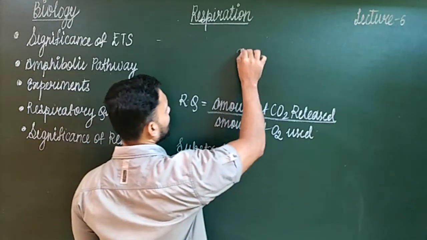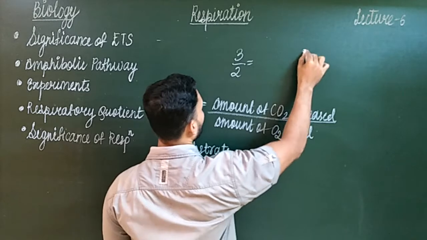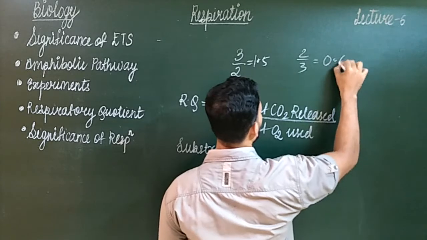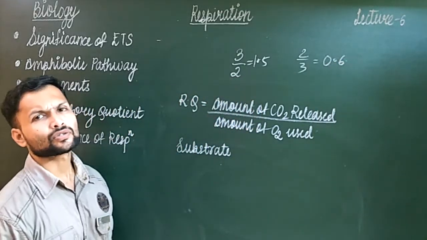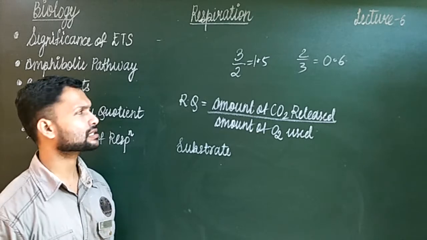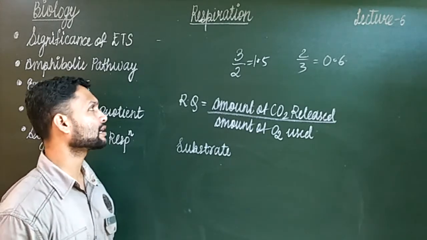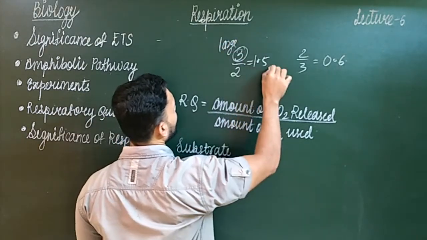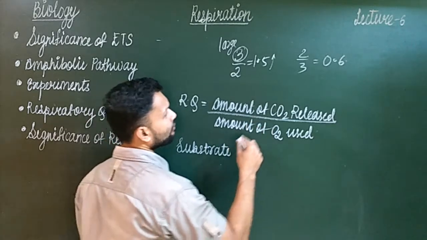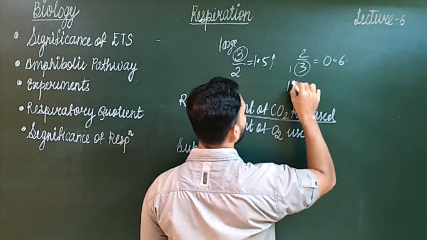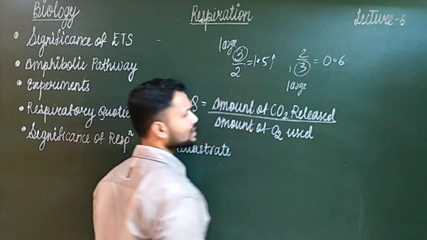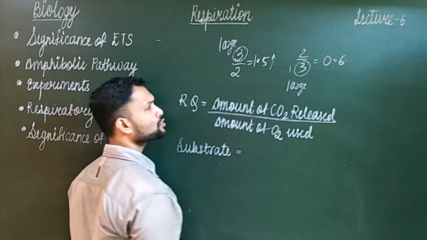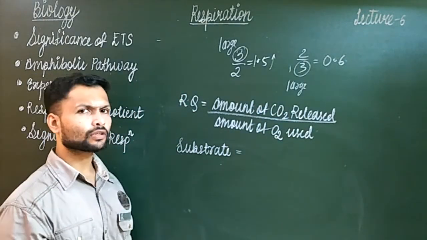Now I'm taking an example. Which will have a bigger value, 3/2 or 2/3? Obviously 3/2 will be 1.5, and 2/3 will be 0.6 roughly. Okay. Similarly 6/18 gives roughly 0.666. So you are seeing that when the numerator is large, the value is higher than 1, and when the denominator is large, the value is below 1. Similarly, if CO2 release is more than oxygen used, the value will be higher.